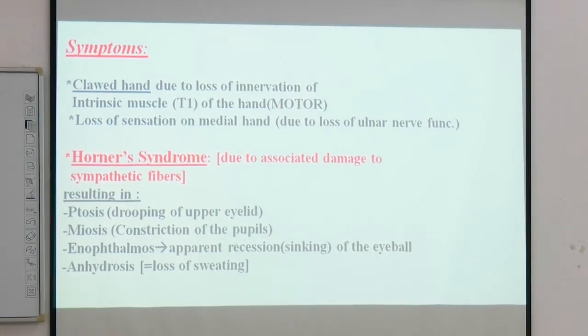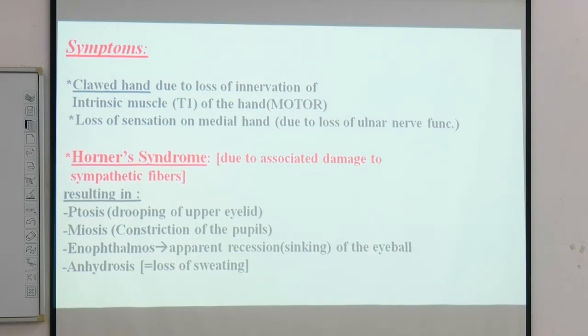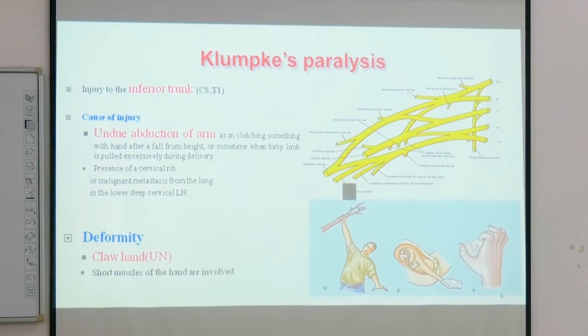Second, the sensory: the loss of sensation on the medial side of the hand. This medial side of the hand is supplied by the ulnar nerve, and there will be loss of sensation there. So, there will be a sensory deficit and a motor deficit due to loss of the ulnar nerve. This particular claw hand deformity, which happens because of Klumpke's paralysis, is another important clinical problem that we encounter in brachial plexus injuries.